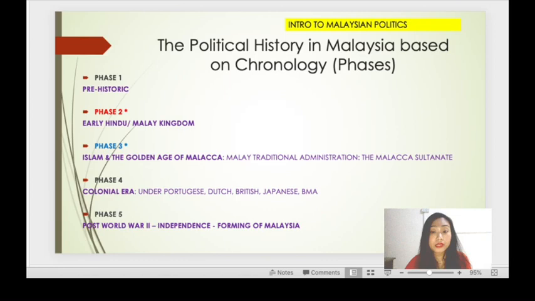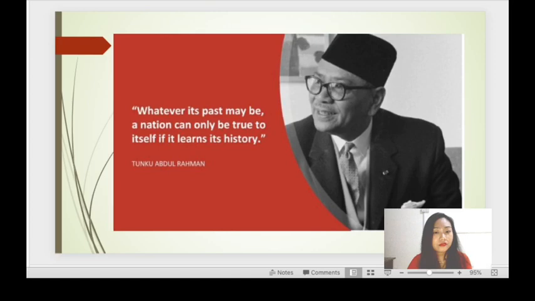I will skip phase 2, because this one seems not that important to your course. Okay, let's see what Tunku Abdul Rahman said about history. Whatever its past may be, a nation can only be true to itself if it learns its history. So you know, right? History is very important. Next slide.